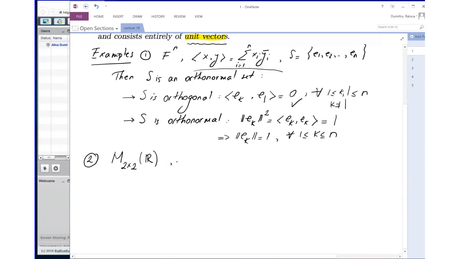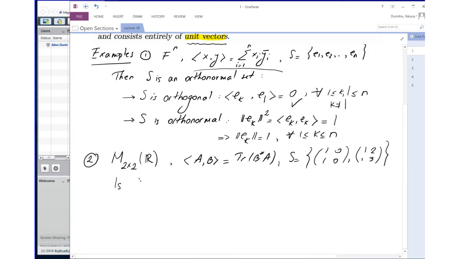The Frobenius inner product between A and B is the trace of B star A. Well, we're over R, so B star is in fact B transpose, right? And let's take this set containing these two matrices. And let's check if this is orthogonal or orthonormal.